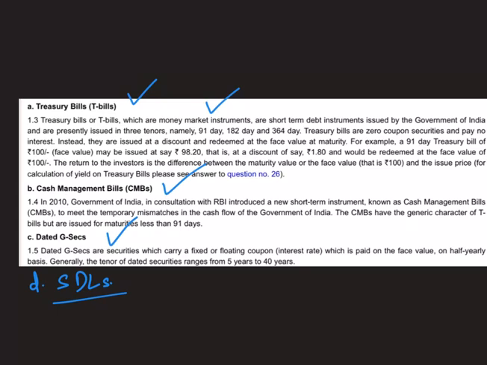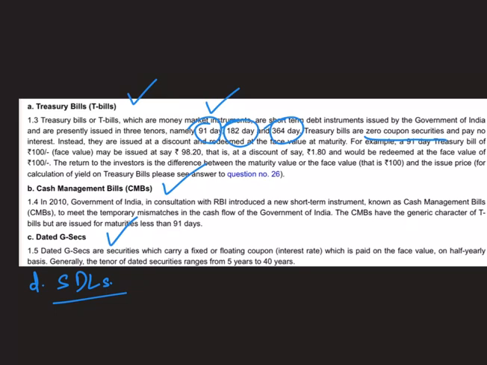Issued by the central government of India, and they are presently issued in three tenors, namely 91 day, 182 day and 364 day. And the unique feature of these treasury bills is that they are zero coupon securities, which means they pay no interest. However, they are issued at a discount rate. So what does this mean?